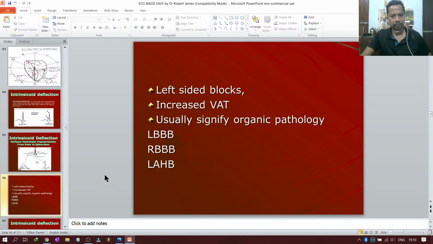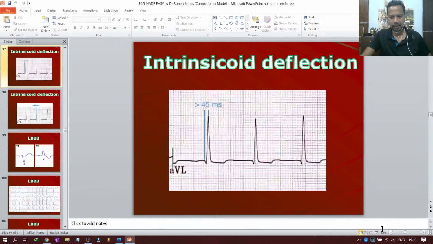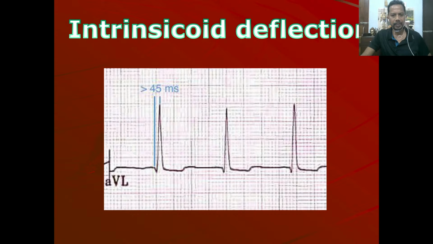Okay, so these blocks we have done, and I'll come in full screen. This is again, see, intrinsicoid deflection is like this. Sometimes you will see in ECG these types of complexes, but there is no RBBB or LBBB or LAHB, and after a few days or months the patient will develop a full-fledged left bundle branch block, right bundle branch block, or something like that. So that is the importance of intrinsicoid deflection. It precedes the formation of other blocks, and it usually signifies an organic disease.